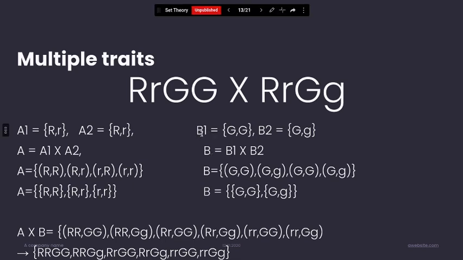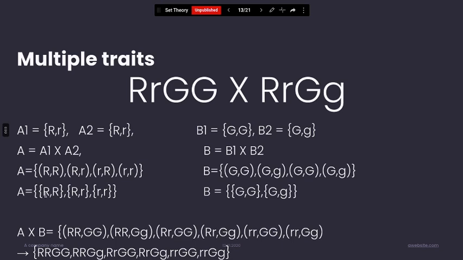Now, we'll do the same with B1 and B2. So B1 is G capital, the first parent. B2 is G capital, G small, the second parent. Then I form the cross between B1 and B2. And so, again, after forming the cross in the same manner that we formed it before, the end result is that the unique or distinct elements in B are G capital, and G capital, G small. Now the last step is to take the cross product between A and B. The Cartesian product between A and B.